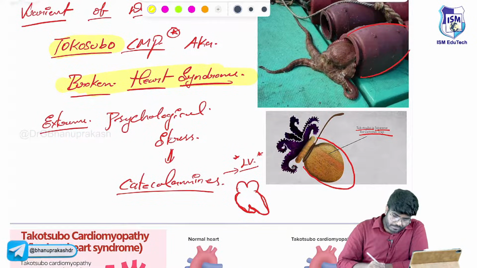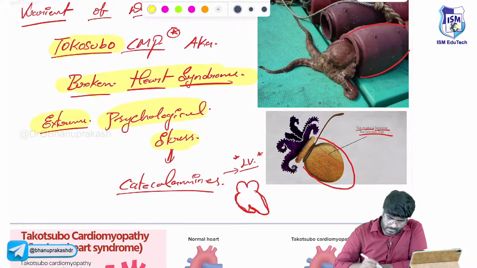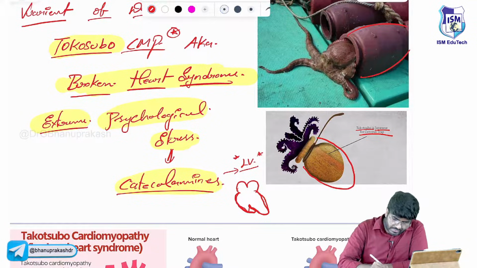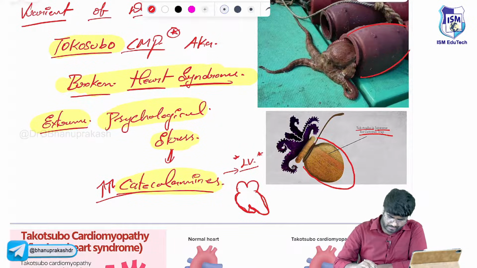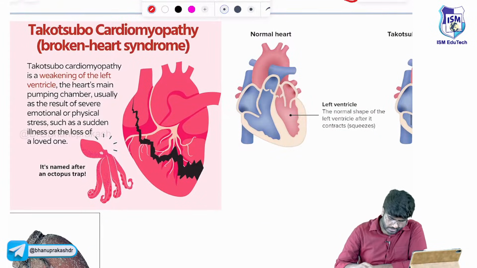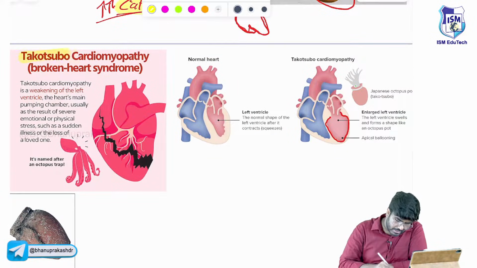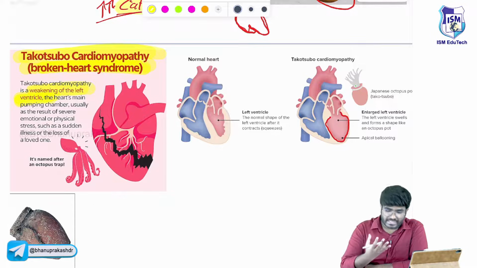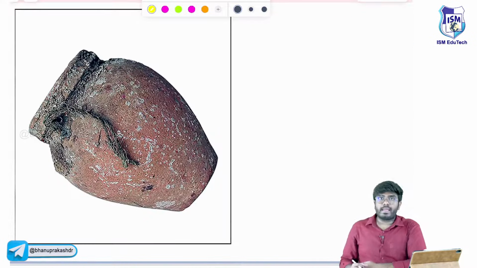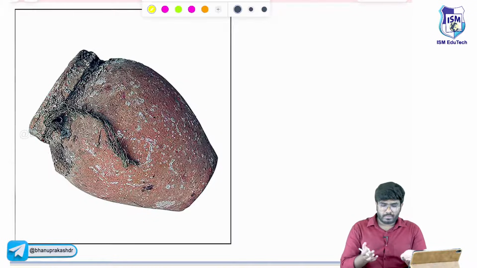So Takotsubo, also called broken heart syndrome, is seen in extreme psychological stresses. I have given you the example. Now there are increased levels of catecholamines, and increased levels of catecholamines can cause this dilatation of the left ventricle. Here, see, broken heart syndrome. I have just taken it from the internet. Takotsubo cardiomyopathy, broken heart syndrome. It's a weakening of the left ventricular muscle leading to the dilation. Okay, leading to the dilation. See, this is the actual, the real jar, sir.